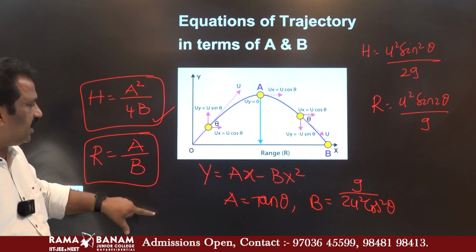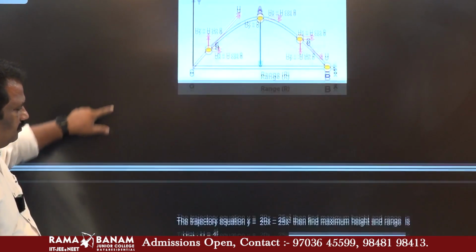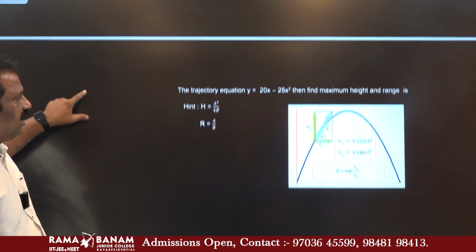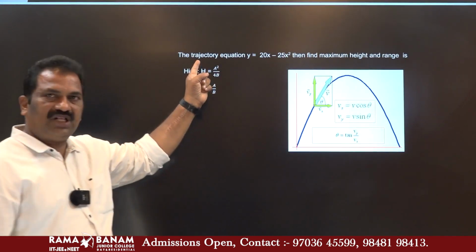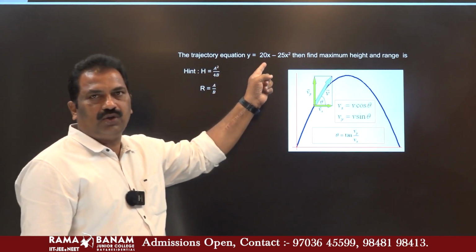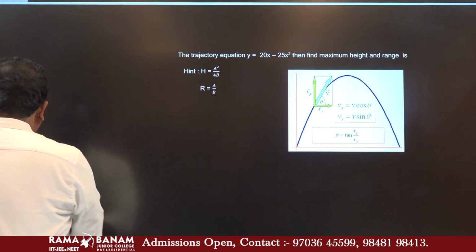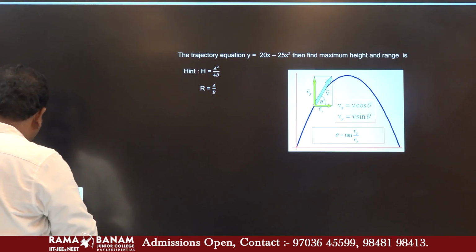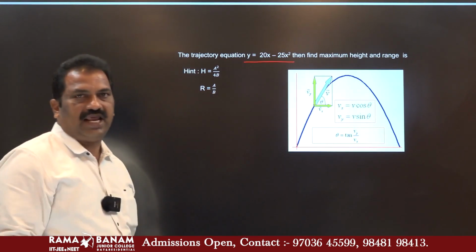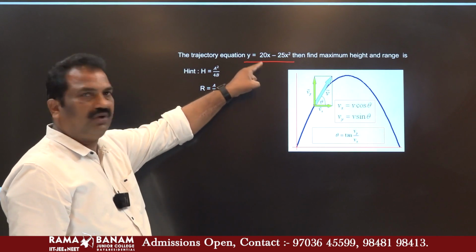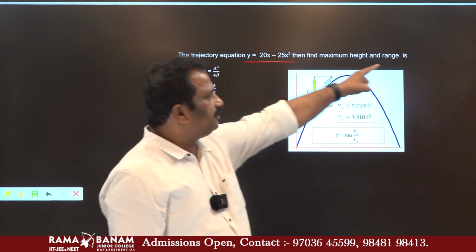Now the next formation. See how the question is given in IIT mains and NEET. Suppose the trajectory equation is y is equal to 20x minus 25x square. The question is: find the maximum height and range.